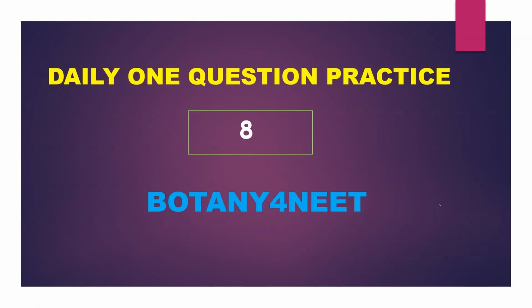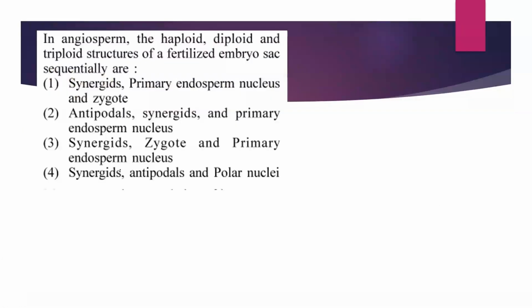Let us solve a question asked in NEET examination. In angiosperm, flowering plants basically, the haploid, diploid, and triploid structures of a fertilized embryo sac sequentially are: synergids, primary endosperm nucleus and zygote; antipodals, synergids and primary endosperm nucleus; synergids, zygote and primary endosperm nucleus; synergids, antipodals and polar nuclei. So basically, they're asking which of these cells are haploid, diploid, and triploid.